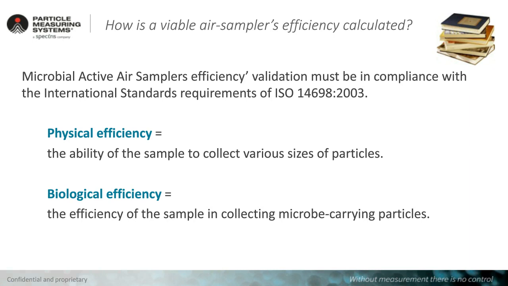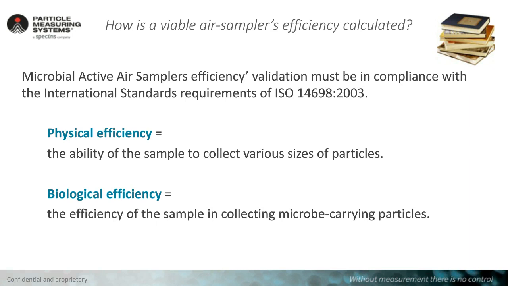Nonetheless, two factors will determine whether an air sampler is really efficient or not. It's the physical efficiency and the biological efficiency. The physical efficiency tells you how good the sampler can collect various sizes of particles, and the biological efficiency will tell you how good it can collect microbial carrying particles, meaning MCPs.